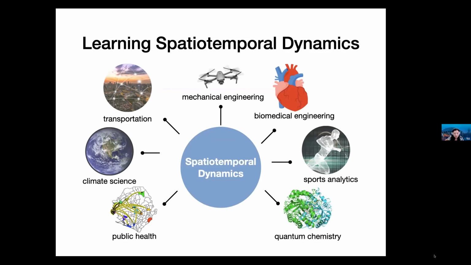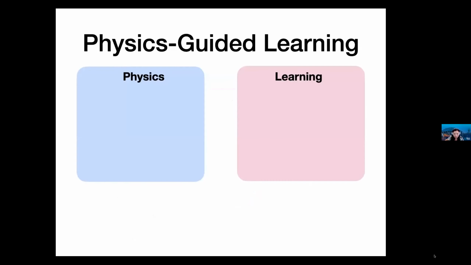So compared with the traditional applications in machine learning, such as image data or text data, spatial temporal data has its own unique challenges. And because of that, in the past few years, we have been working on a framework that I call physics-guided learning to exploit the unique challenges in spatial temporal data.